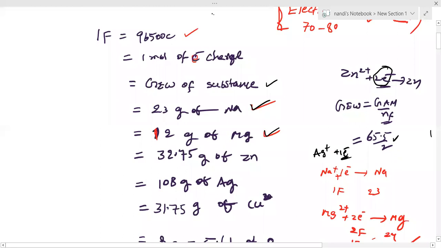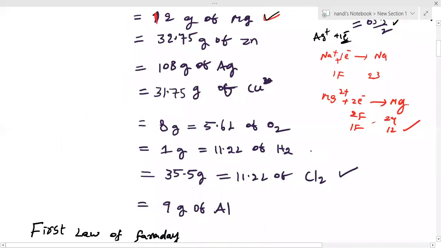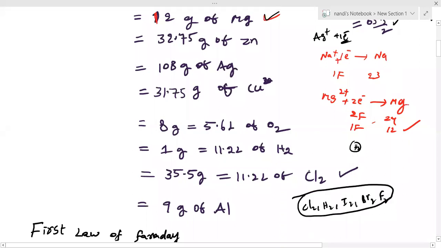For hydrogen you will get H2. 1 mole needs 2 Faradays. Like Cl2, H2, I2 are the same, sir. Cl2, H2, I2, Br2, F2, all these are the same because they require only one electron per atom, so 1 Faraday means half a mole. If you understood Cl2, the remaining ones are also the same. So all these are in a similar way. Aluminum, 9 grams, because that was already discussed. So check all the list. If you know 1 Faraday, the remaining are fine.